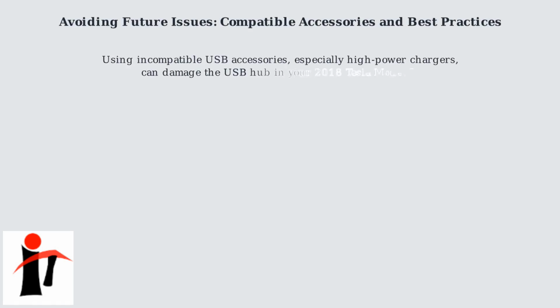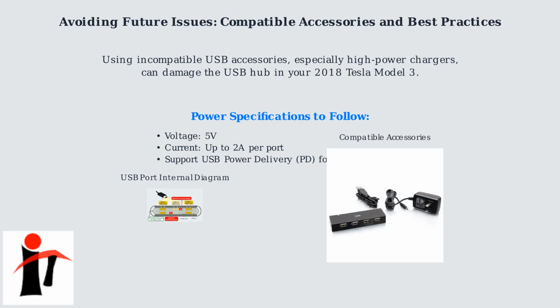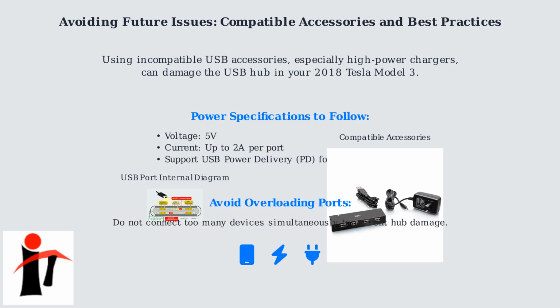Using incompatible USB accessories, especially high-power chargers, can damage the USB hub in your 2018 Tesla Model 3. Let's examine the port internals and learn what accessories to use safely. The USB ports in your Model 3 follow specific power specifications. Stick to accessories that provide 5 volts, up to 2 amps per port, and support USB power delivery for faster, safer charging. Avoid overloading the ports by connecting too many devices at once. This can strain the hub and lead to failures.